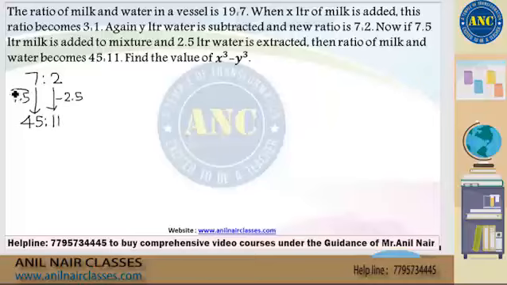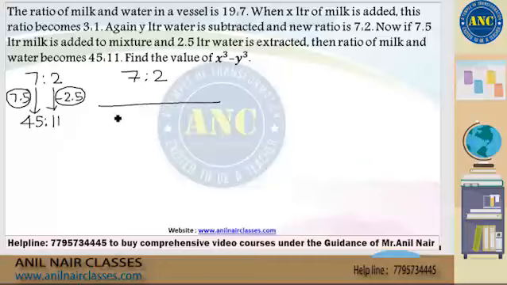Now the added value is different and the subtracted value is different, so I should make use of the cross multiplication concept. How will I make use of cross multiplication? Write 7:2 as it is. For 7, milk, I will add 7.5 liters extra, and from water I will remove 2.5 liters, so that the resultant ratio is 45:11. Use the same cross multiplication process I told you. 7 into 11 is 77. 45 into 2 is 90.